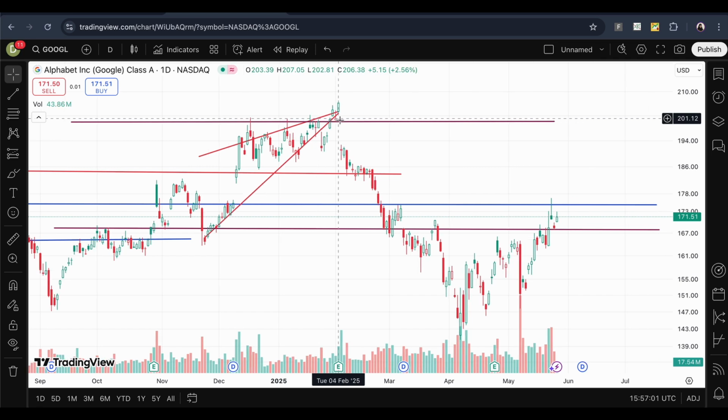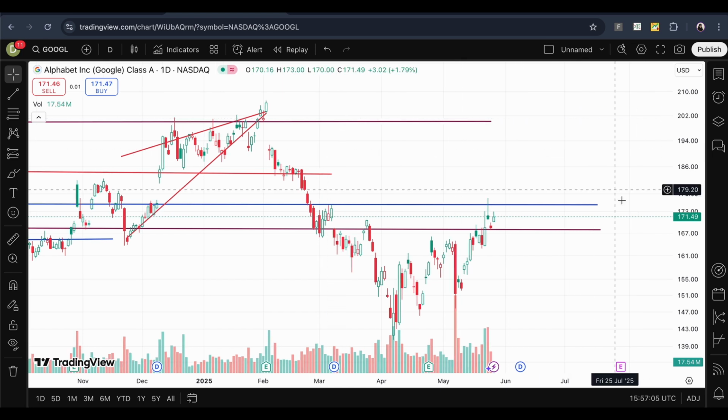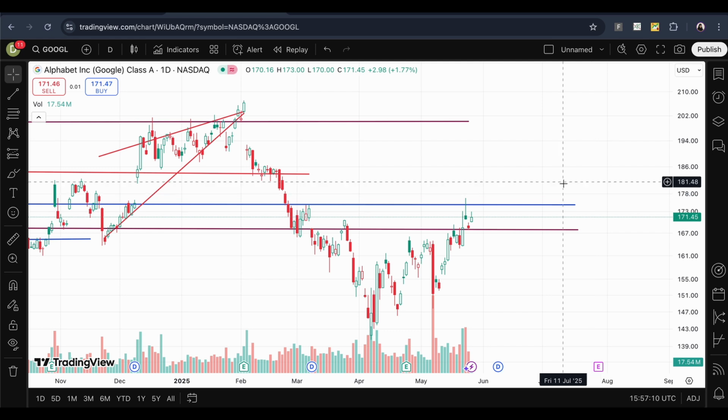So currently, today is the 27th of May. The stock is trading at 171.49 over here. And let's start with the Google Sheets.